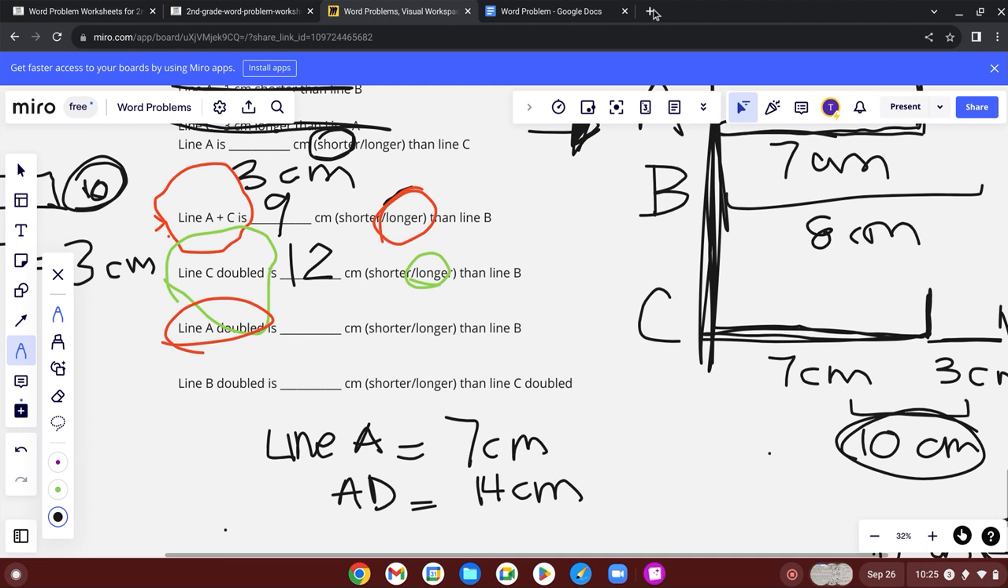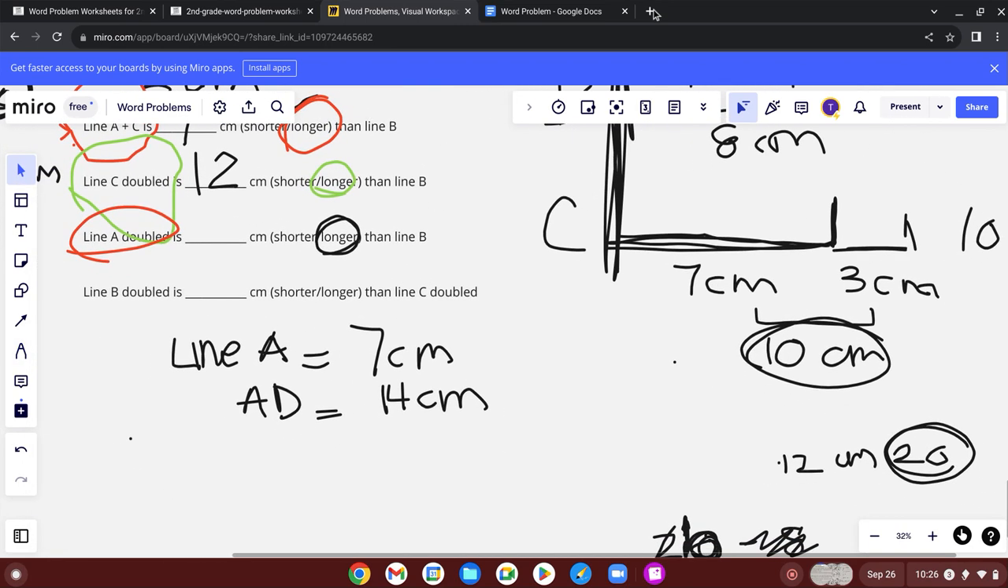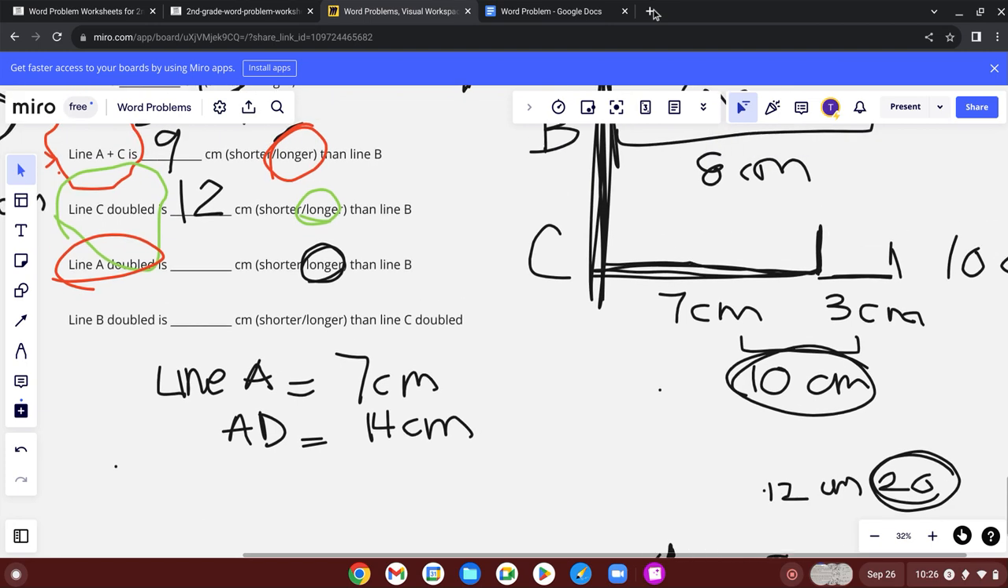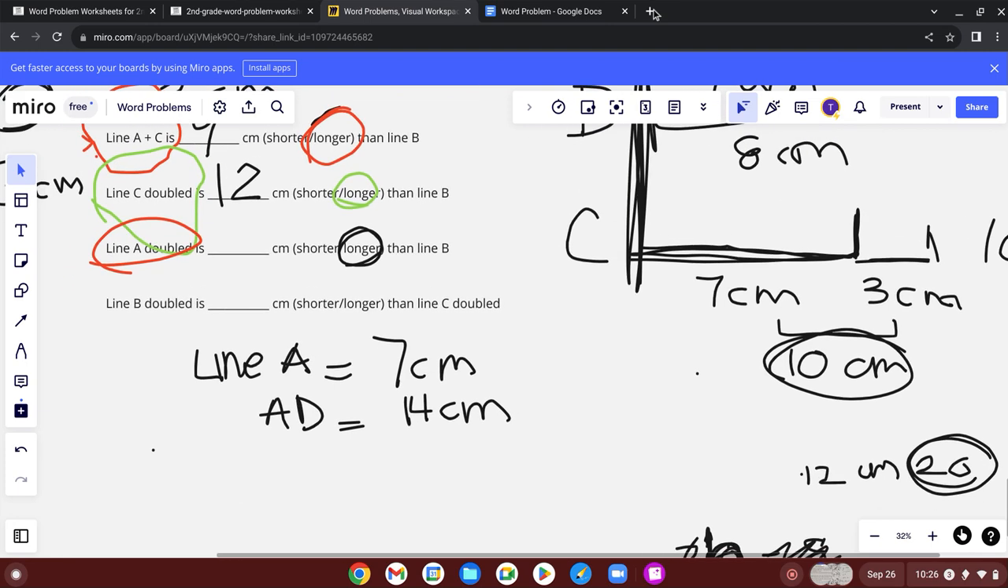Now what do I do next? Now you should go longer. Longer, right? So line A double is longer than line B because line B is how long? 8 centimeter, correct. So now, what do I do next? 1 more. 9, 10, 11, 12, 13, and 14. So line A double is 6 centimeters longer than line B.